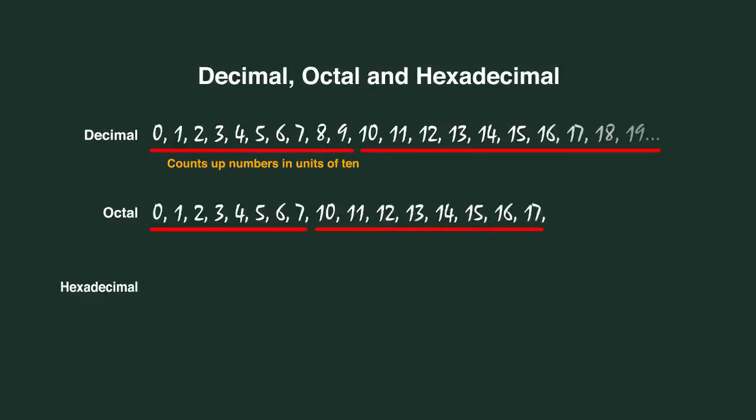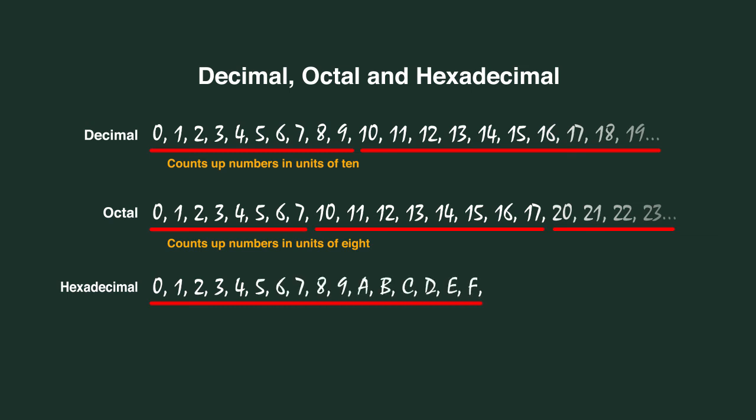Octal numbers produce a carry every 8 points. 10 is coming after 0 through 7. Hexadecimal numbers produce a carry every 16 points. 10 is coming after 0 through 9, A, B, C, D, E, and F.